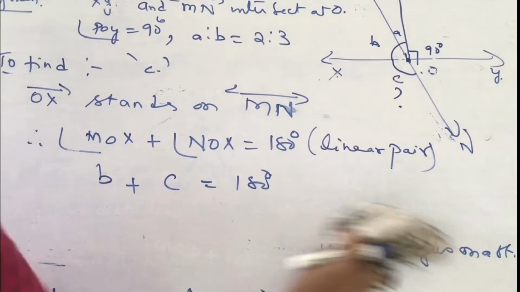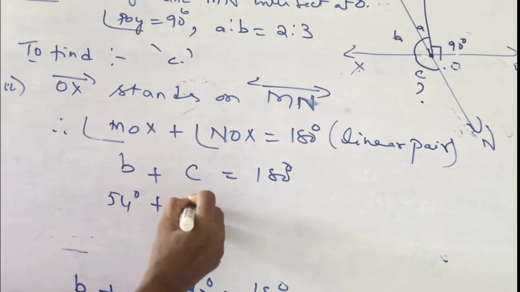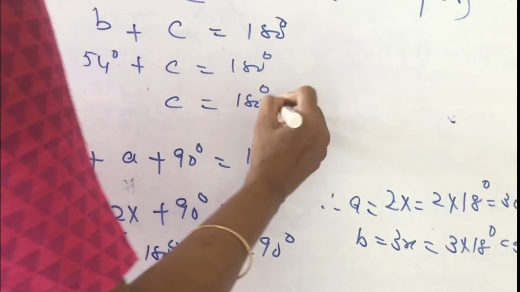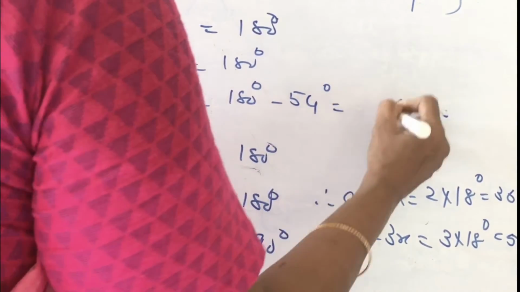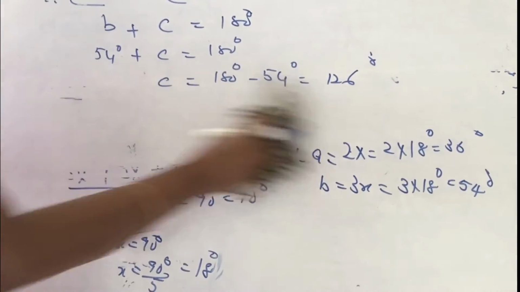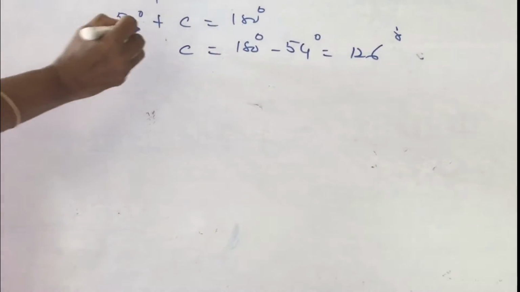What is B measured, children? B is equal to 54 degrees plus C is 180. C is equal to 180 minus 54. 126 degrees. That is what you are asked to find. Hope you understood, children. I shall repeat.